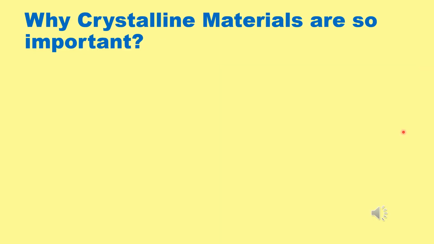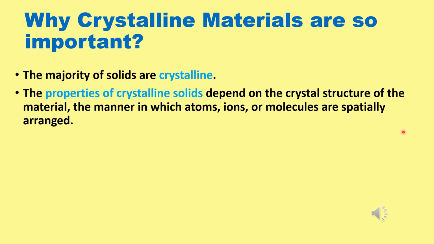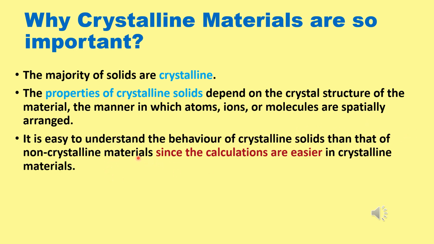Why are crystalline materials so important? Because most of the material around us is crystalline, and crystalline solids have properties which depend on their crystal structure, how the atoms, ions or molecules are arranged in space. It is easy to understand the behavior of crystalline materials because the calculations are easier, whereas in the case of non-crystalline material there is no order, that's why it is not easy to make calculations or predictions.